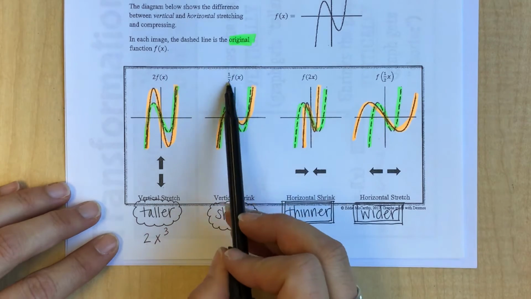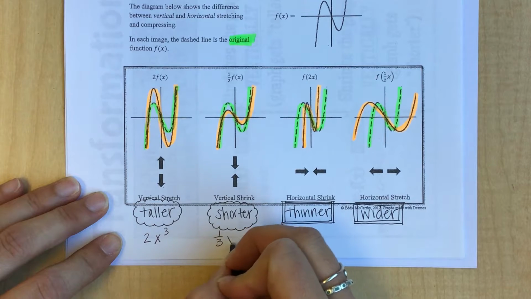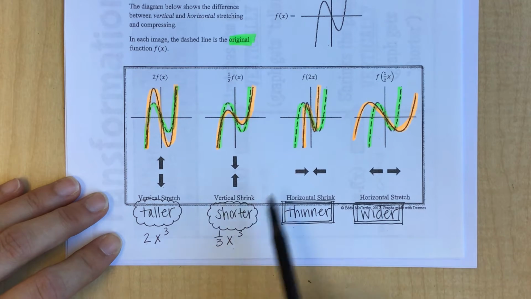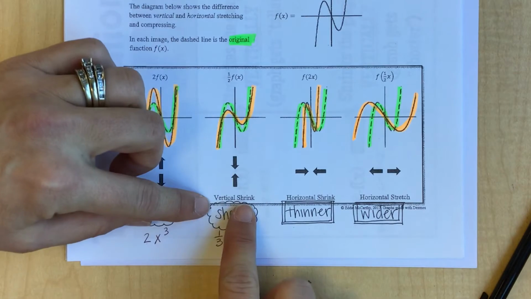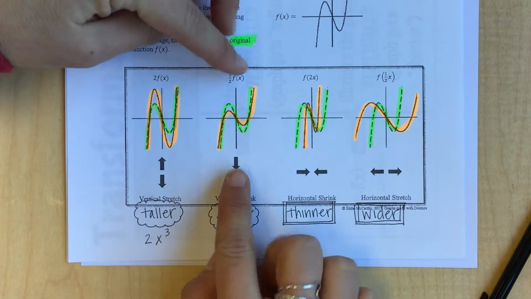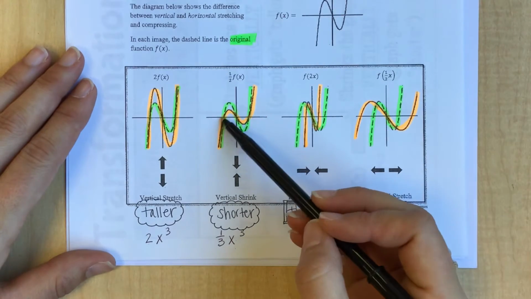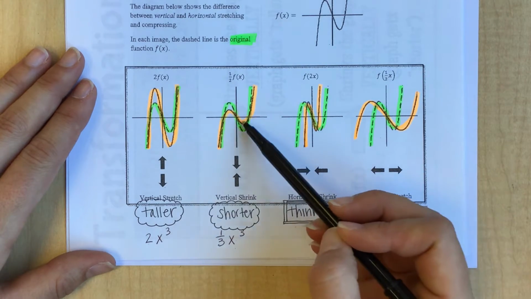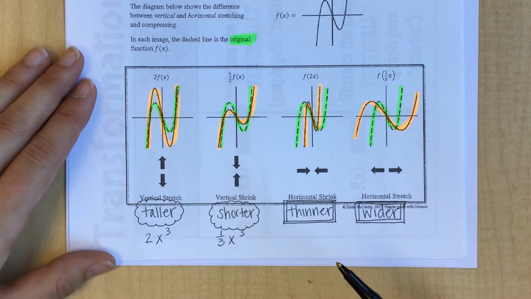Here, we're multiplying by a fraction. So this would be something like 1/3 x to the third. Again, we would do x to the third first, then multiply it by 1/3. When we multiply it by 1/3, it's called a vertical shrink. So we're actually taking this function and pushing it in. If you notice, this orange is smaller or shorter in these areas than the original graph, okay?